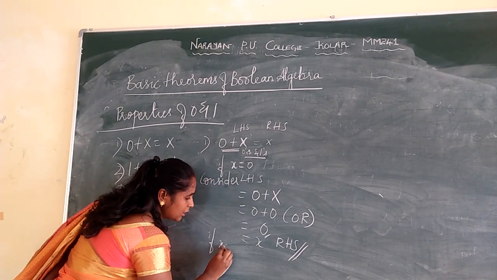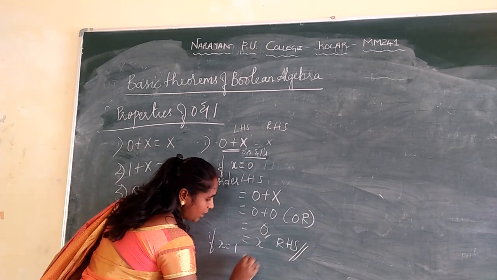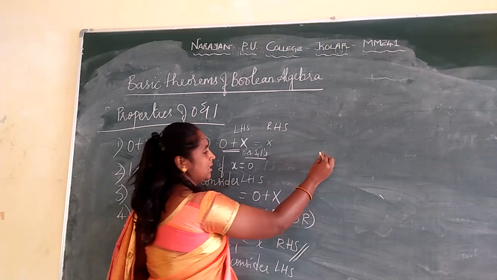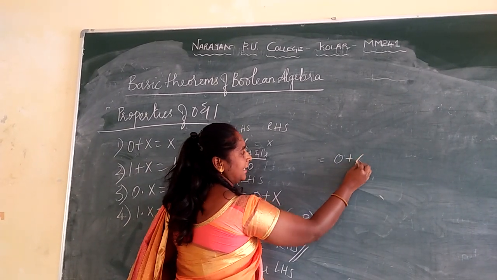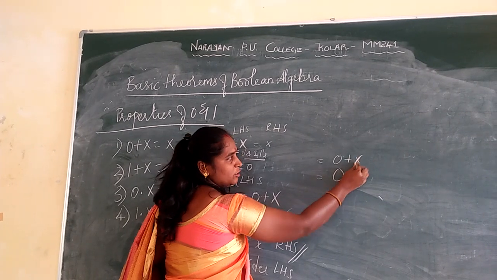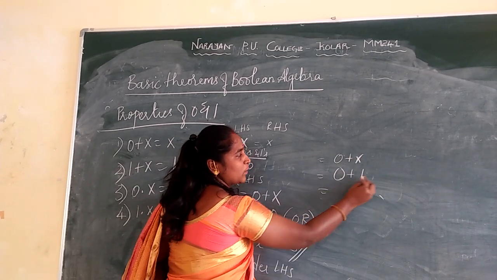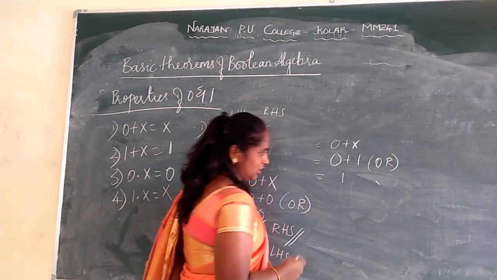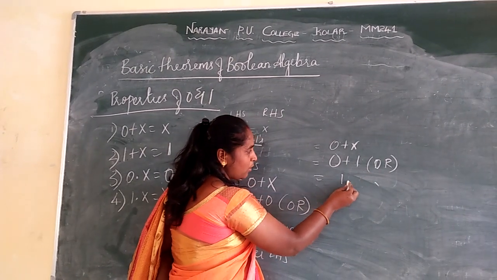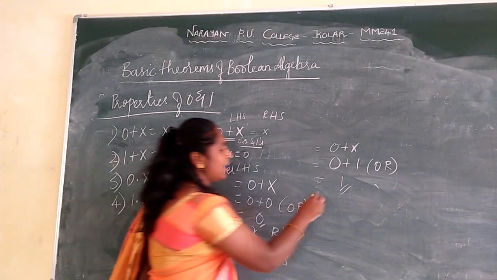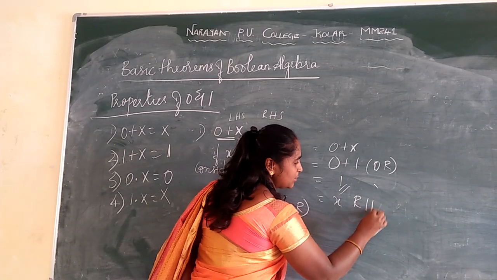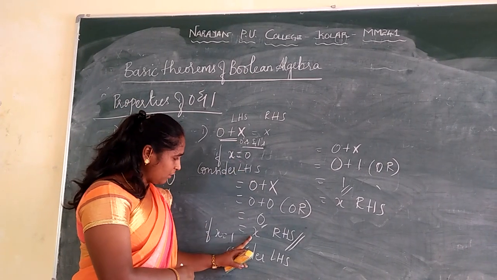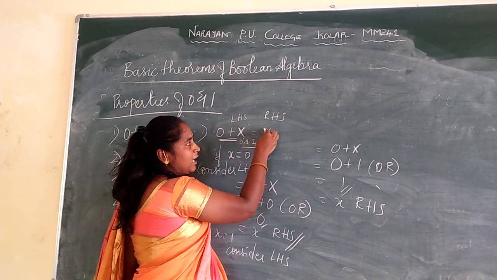If x is equal to 1, consider your LHS. What is my LHS? LHS is nothing but 0 plus x. In place of x, you are going to substitute 1. 0 plus 1 is nothing but 1 according to your OR relation. 1 holds the value of x. Again, that is RHS, x, is being proved. So, for every value of the variable, that is zeros and ones, 0 plus x holds the value x.